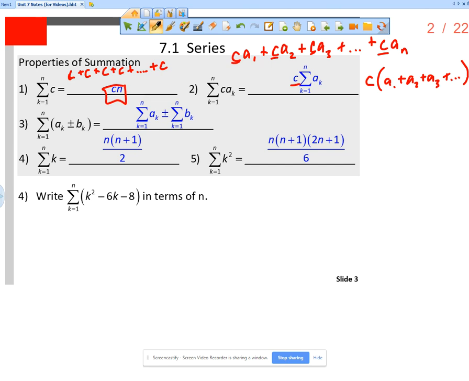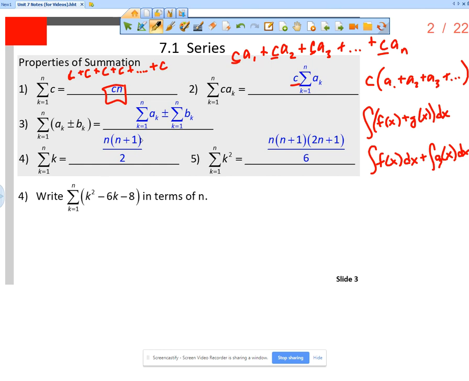All right, 3, the sum from k equals 1 to n of a sub k plus or minus b sub k could be rewritten as the sum from k equals 1 to n of a sub k plus or minus the sum from k equals 1 to n of b sub k, right? So we're really just splitting it up into two separate summations, just like if I had the integral of f of x plus g of x with respect to x, I could rewrite that as the integral of f of x with respect to x plus the integral of g of x with respect to x, right?